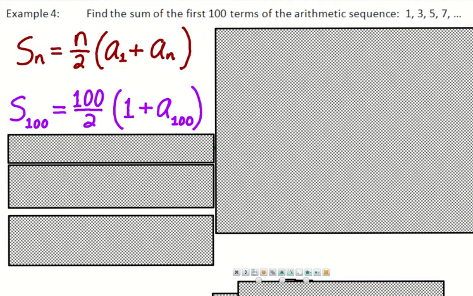And this is where I want to pause for a breath because people get mixed up here, okay? A sub 100 is not 100. We're not doing 1 plus 100. A sub 100 is the 100th term. It's not 100, it's the 100th term. It's a sub 100. So what's the 100th term?